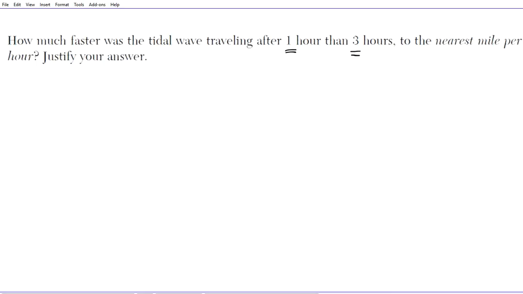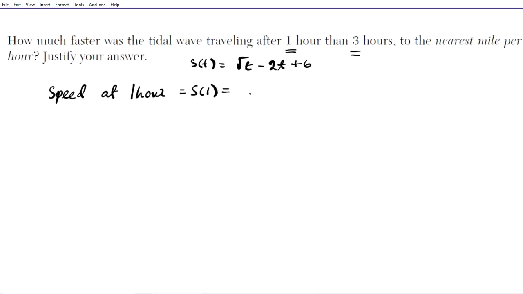Okay, so we need to go determine the speed at 1 hour. So that's basically going to be s of 1. So we just plug it into the function. The function s of t is root t minus 2t plus 6. So s of 1, you just plug 1 into the function, minus 2 times 1 plus 6, which is equal to square root of 1 is 1, 1 minus 2 plus 6, final result is 5.